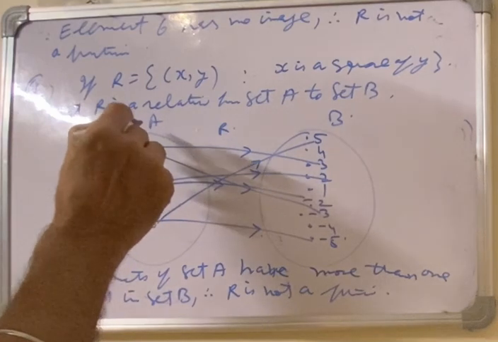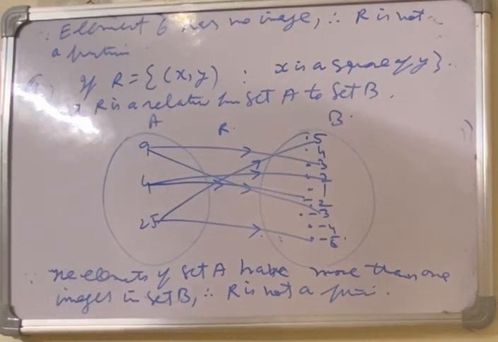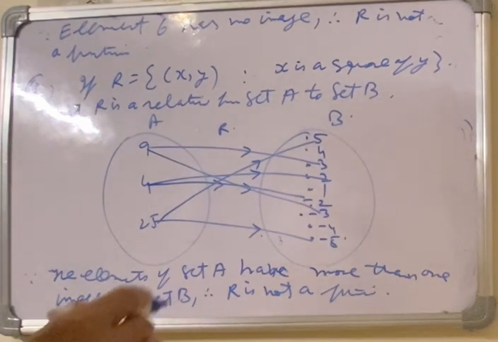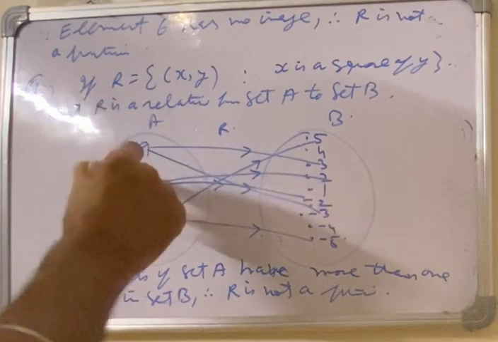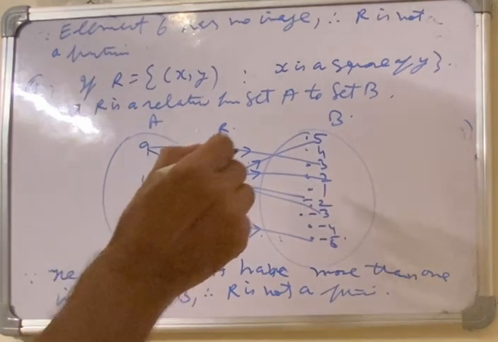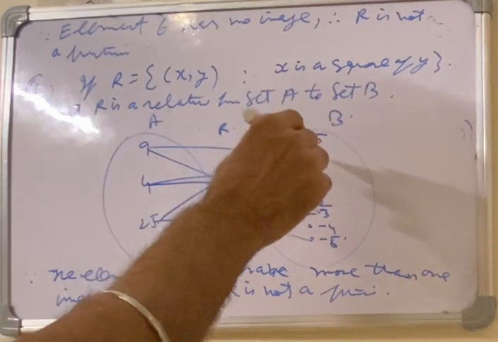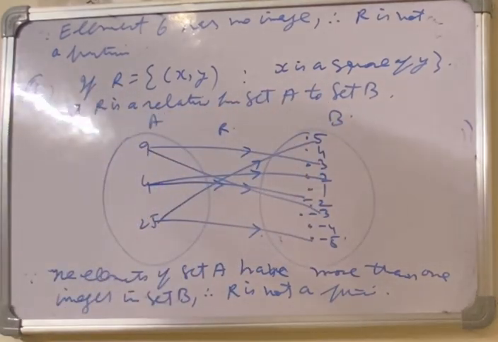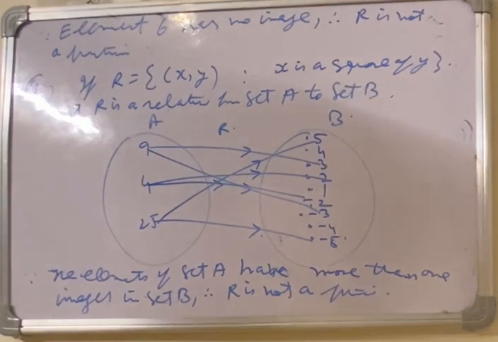No element of set A can be attached to more than one element of set B. But on the other hand, any element of set B may be attached to any number of elements of set A. That means any elements of set B may have any number of pre-images in set A. But every element of set A cannot have more than one image in set B. So this is not a function.